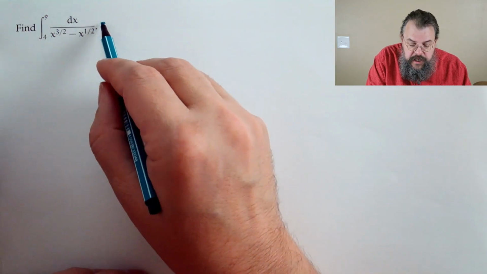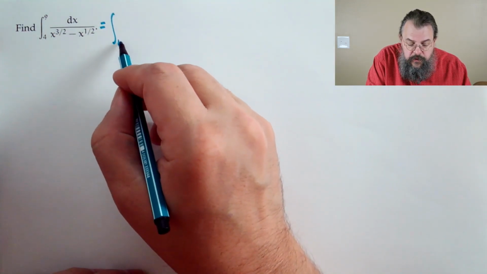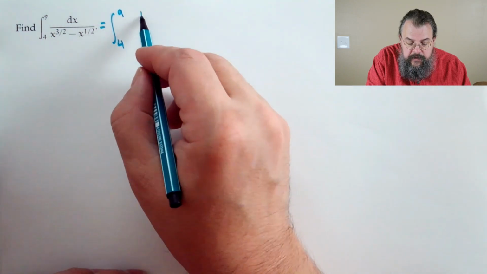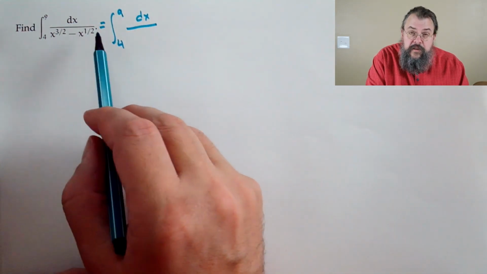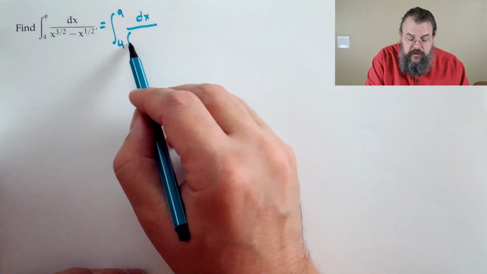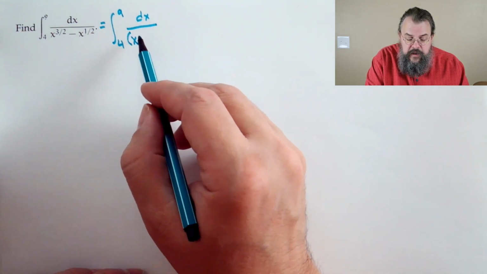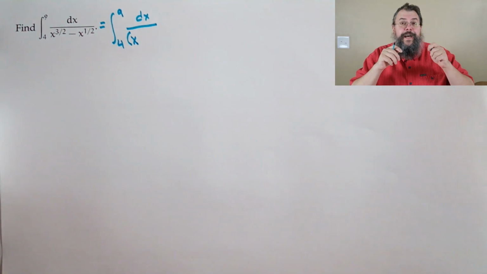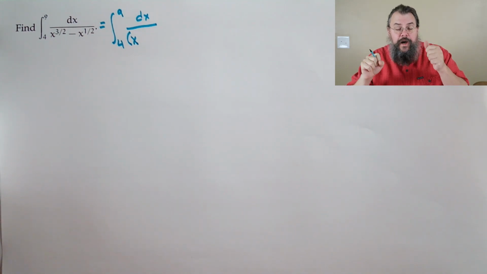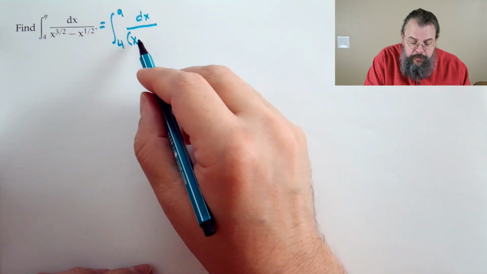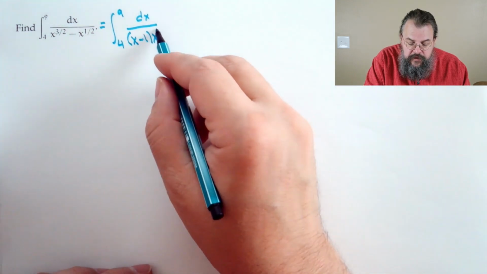So this would be the integral from 4 to 9 of dx. And what do they have in common? Well, x to the 1/2 power. So we can write it as, okay, let's be careful here. If I have x to 3/2 and I'm pulling out x to the 1/2, what's left? It's x to the 1. So it'd be x minus 1, times x to the 1/2.